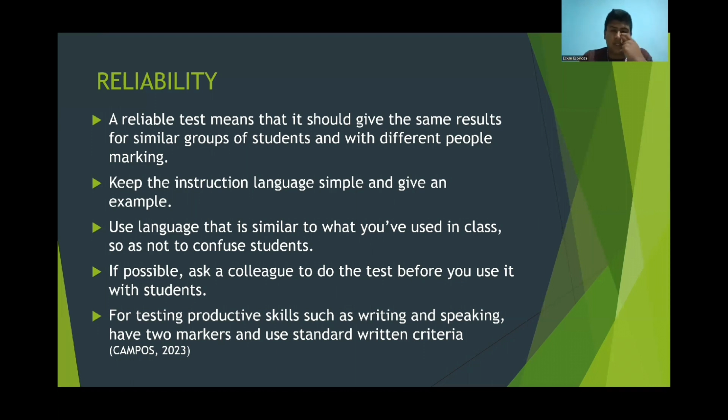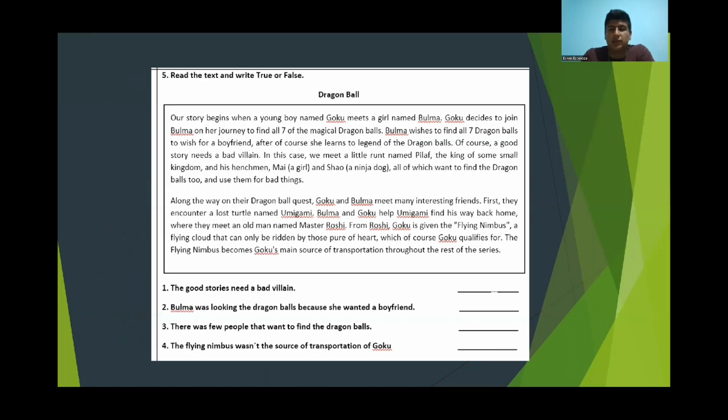For testing productive skills such as writing and speaking, have two markers and use understandable writing criteria. As I can show you in my instrument, the criteria were well explained, so this can help the student to find the right answer. This is my example. As you can see on the screen, in this question, I asked the students to read the text and write true or false.